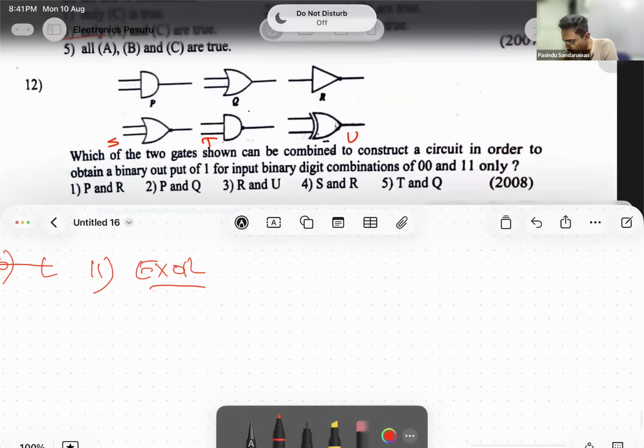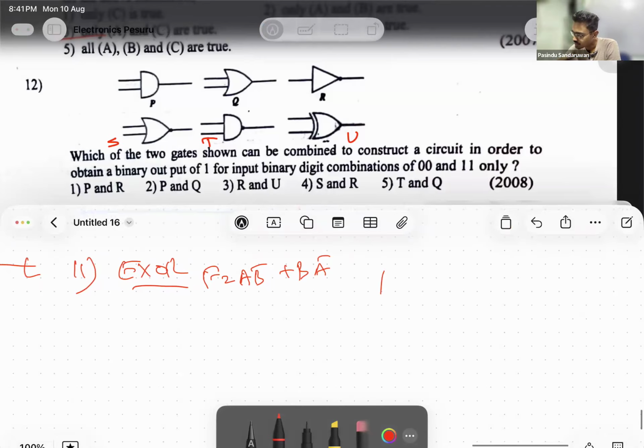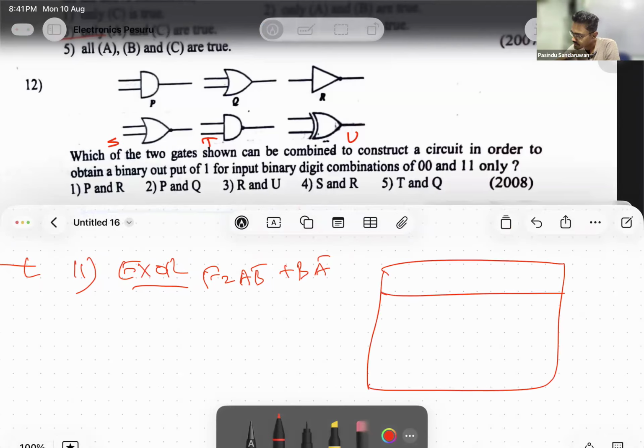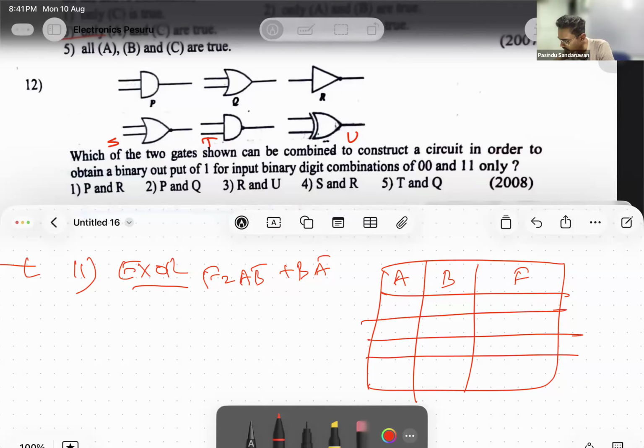We know the output of the XOR gate is AB bar plus BA bar. If not, just check the truth table. This is A, B and F. See what happens in the XOR: 0, 0, 1, 1, 0, 1, 0, 1. When both A and B are 0, F is 0. When both are 1, it is also 0.